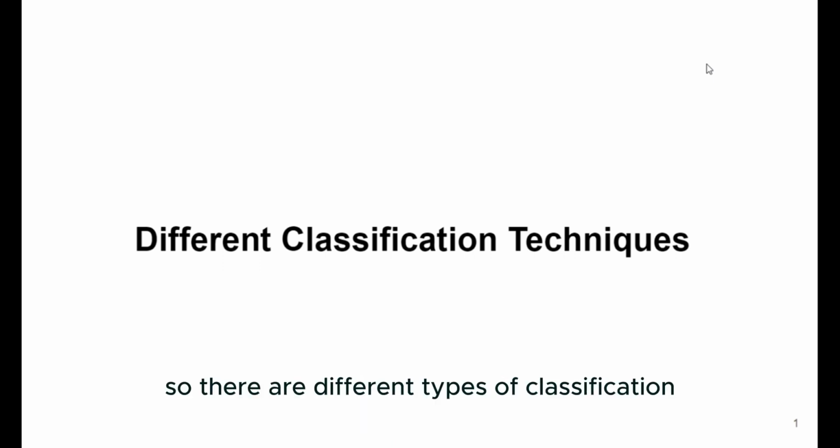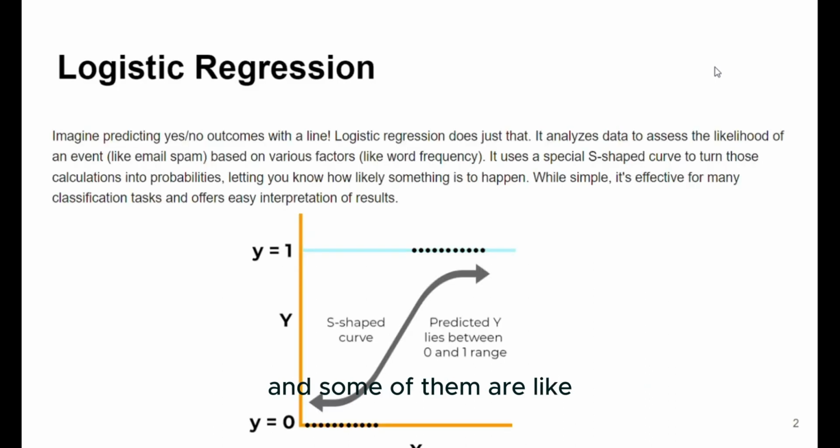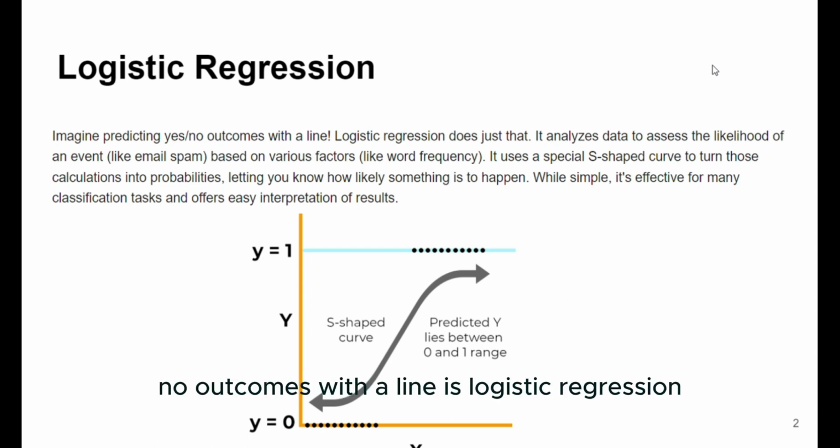Either the image is a mobile or it is not a mobile. So basically, classification has two discrete conditions, either a 1 or a 0, either a yes or a no. There are different types of classification algorithms that are used, and some of them are, first of all, logistic regression.